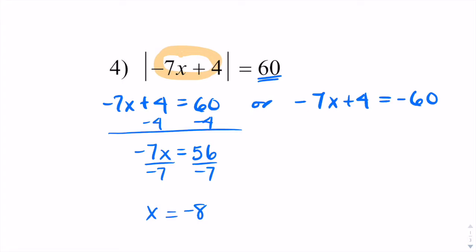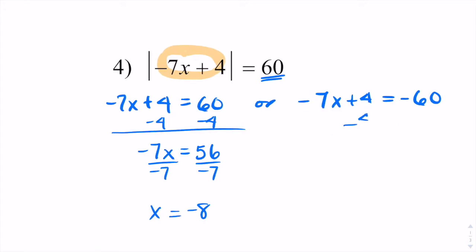And now we do the same two operations as we did right now. So we're going to add 4. I'm sorry, not add 4. The inverse operation is to subtract 4. We're going to subtract 4. So negative 7x is going to equal negative 64. And we're going to divide by negative 7.